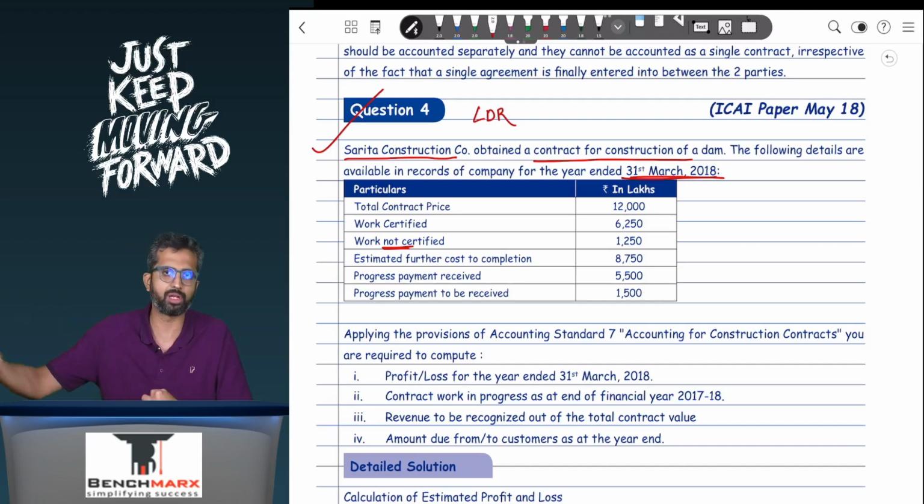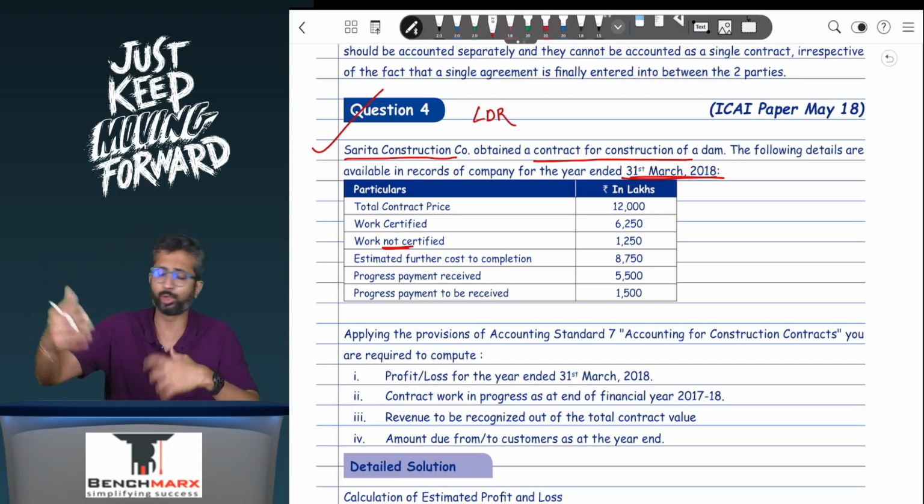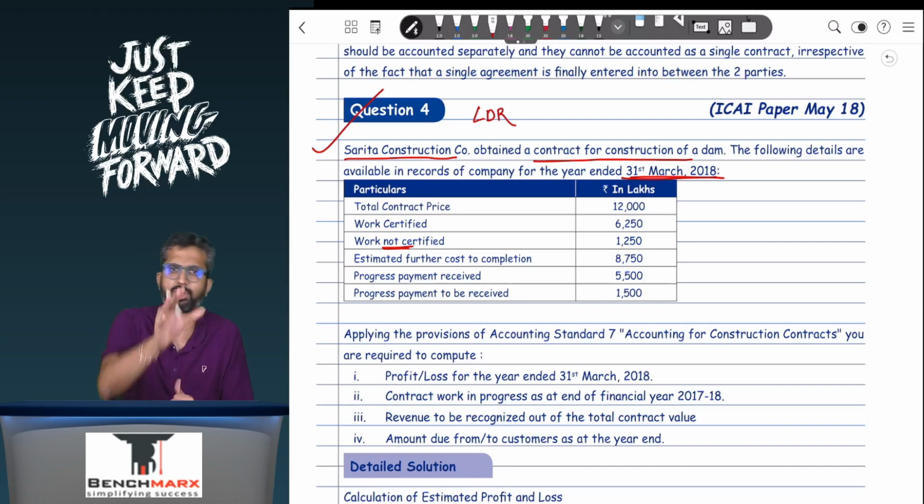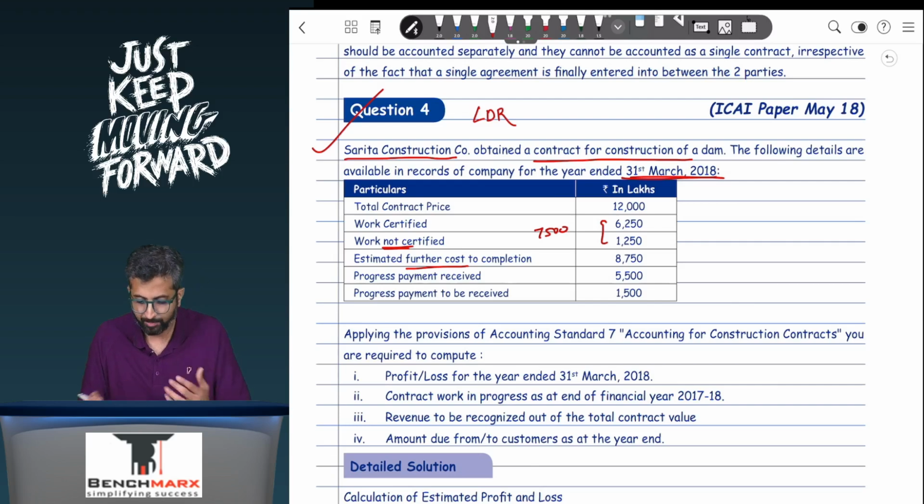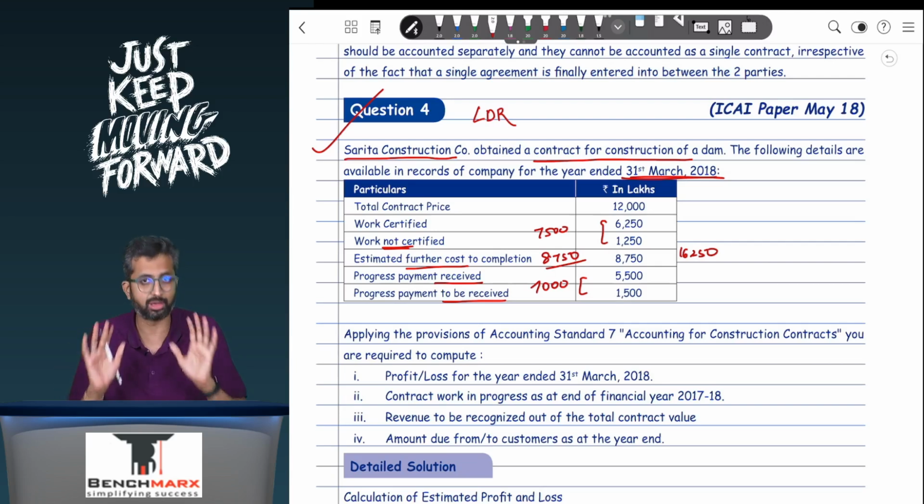Like you have constructed 5.5 floors, architect gives you a certificate for 5 floors. For the half floor, architect does not give you a certificate, but you have done work and cost is incurred. Okay, an estimated further cost to complete, which means your cost incurred till date would be 7,500, certified plus uncertified, and further cost is 8750, which means your total estimated cost will probably be around 16,250. Progress payments received, that is billings that you have done for which money is received, and progress payments yet to be received. So basically, the total billings that I have done is 7,000, out of which 5,500 I have received, remaining 1,500 I am yet to receive.